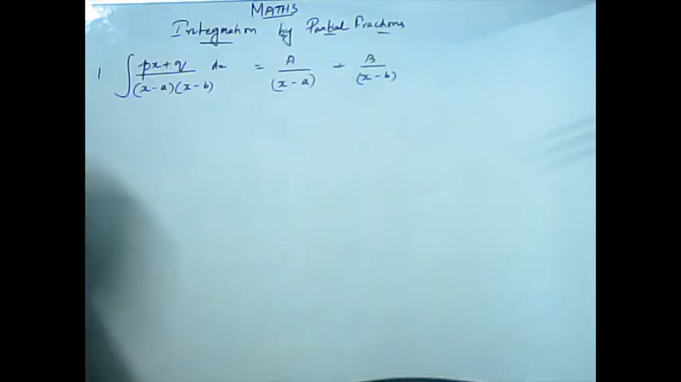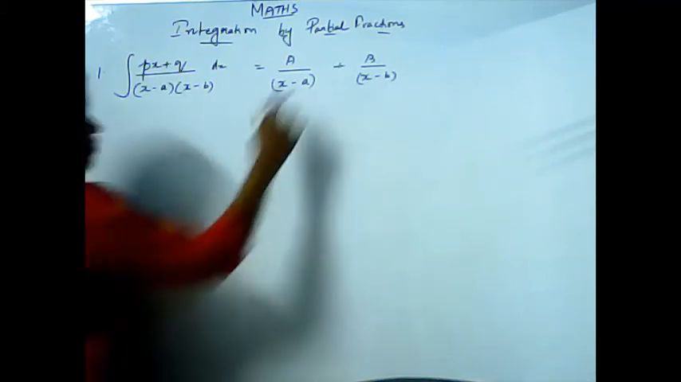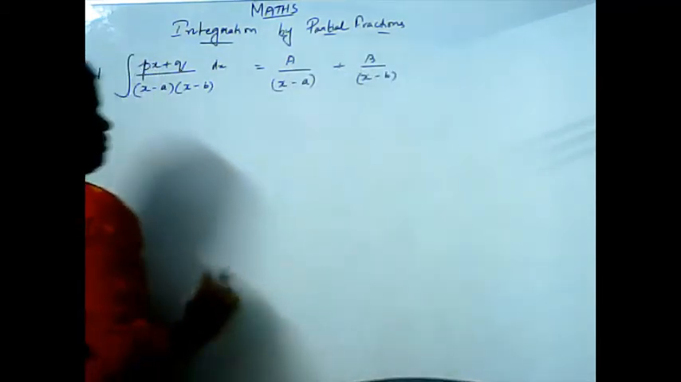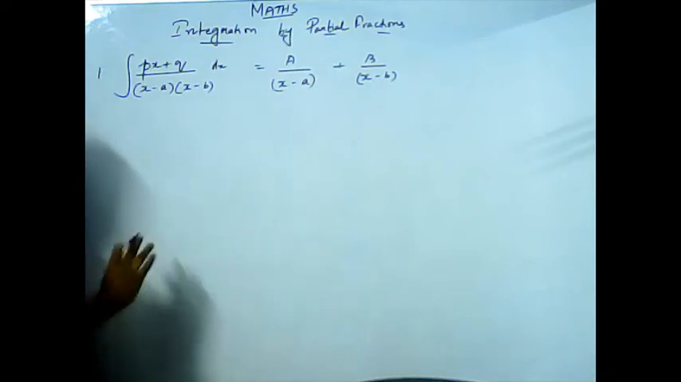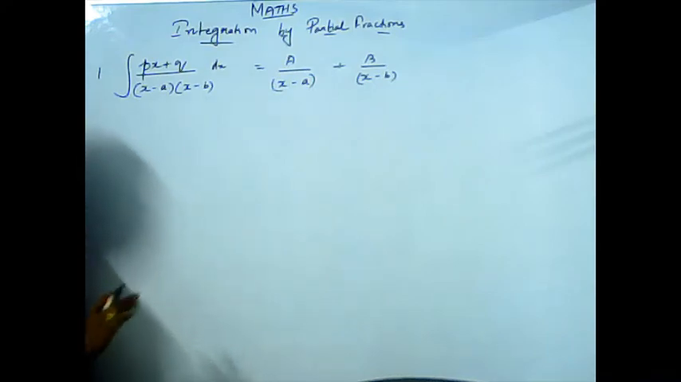Okay, the simplest way of finding: A/(x - a) + B/(x - b). Then you can find the proportions of A and B, and then you can make the integration so simple.